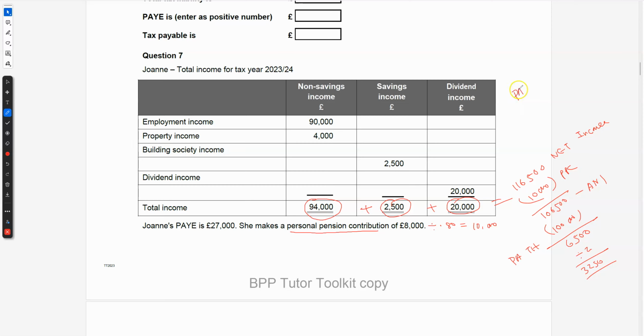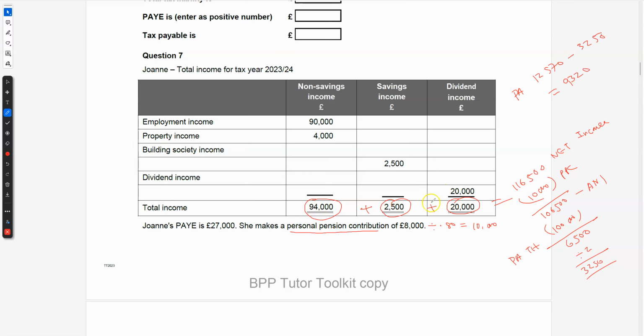So normally my personal allowance is 12,570. I have to minus 3250, and that will give me the remaining personal allowance, 9,320. So this is my personal allowance. Okay, then we have to see how much will be the tax. So let's find it out, the tax.